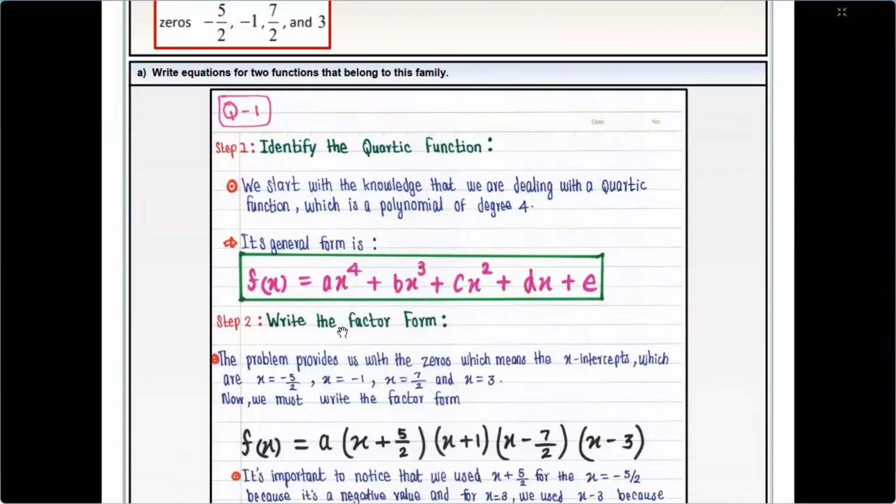Step 1, identify the quadratic function. We start with the knowledge that we are dealing with a quadratic function, which is a polynomial of degree 4. Its general form is like this. Fx equal ax to the power 4 plus bx cubed plus cx squared plus dx plus e.